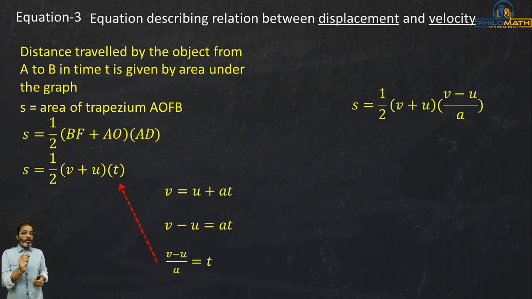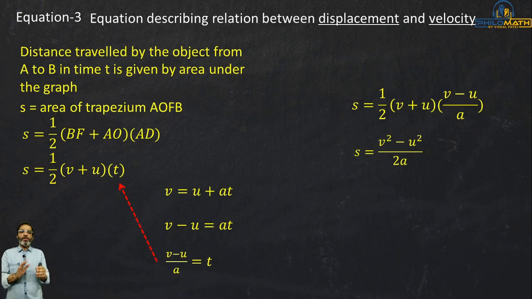Again I'll repeat what we got: S equals half V plus U bracket V minus U upon A. Now if you see the numerators, we have 1, and any number multiplied by 1 gives the number itself, so just keep that one aside. We have V plus U times V minus U. Just recall the identity A plus B times A minus B. What is the answer? A square minus B square. So S equals V square minus U square, and in the denominator we have 2 into A. So we got the answer.